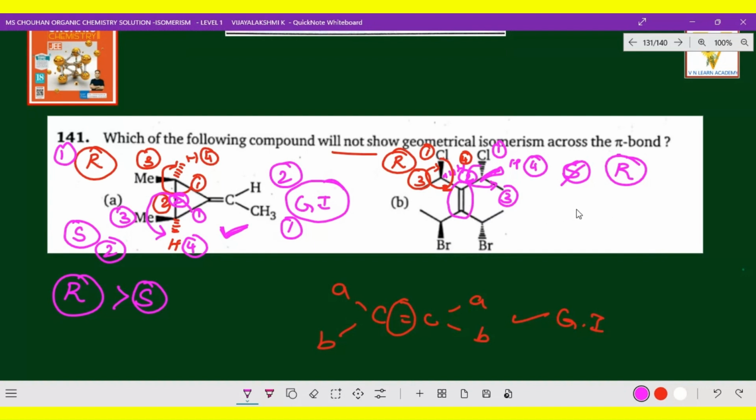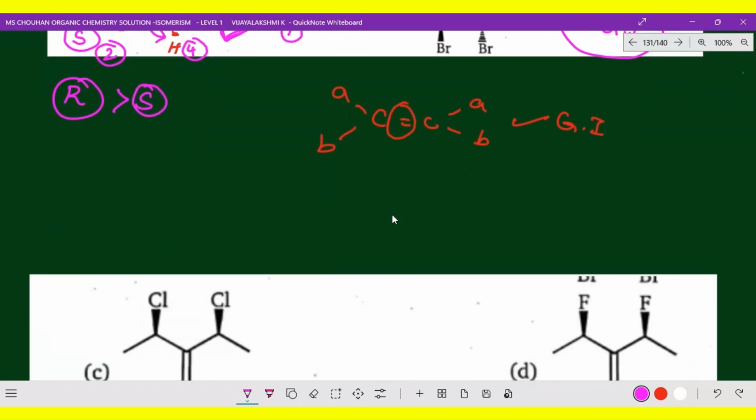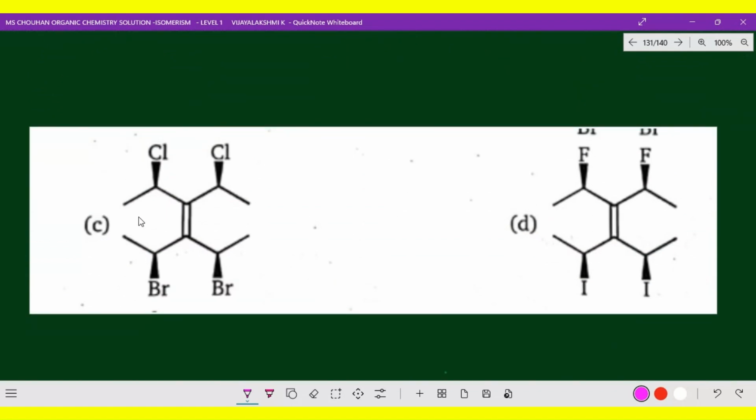So the same, it is R, means it cannot show geometrical isomerism. So option B will not show geometrical isomerism. So which is the correct option? B. But still there are two more options available. Let us check. So C and D. Now in that, which of these both is showing geometrical isomerism, which will not show geometrical isomerism, let us check.